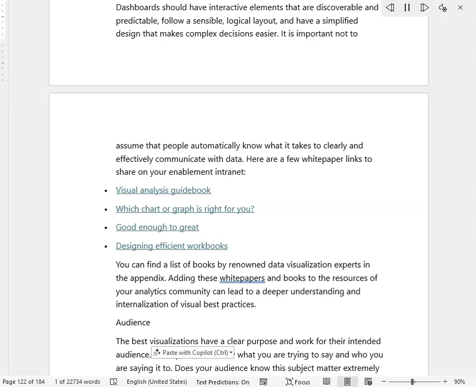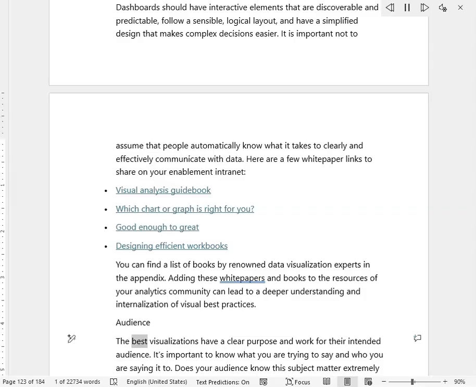It is important not to assume that people automatically know what it takes to clearly and effectively communicate with data. Here are a few white paper links to share on your enablement intranet. Visual Analysis Guidebook. Which chart or graph is right for you? Good enough to great. Designing Efficient Workbooks. You can find a list of books by renowned data visualization experts in the appendix. Adding these white papers and books to the resources of your analytics community can lead to a deeper understanding and internalization of visual best practices.